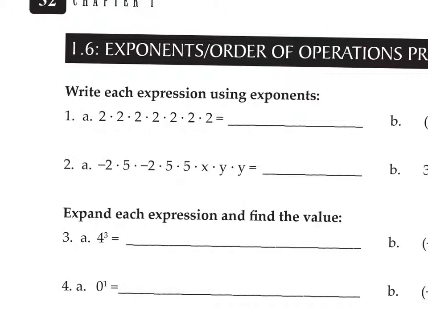So we first identify what the base is. It looks like we have a whole bunch of 2's being multiplied together here, so the base is 2. How many 2's are there? 1, 2, 3, 4, 5, 6, 7. So this is 2 to the 7th power.